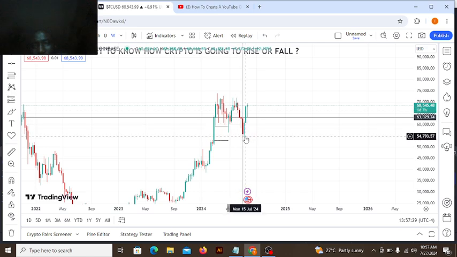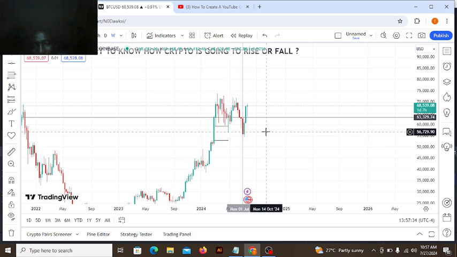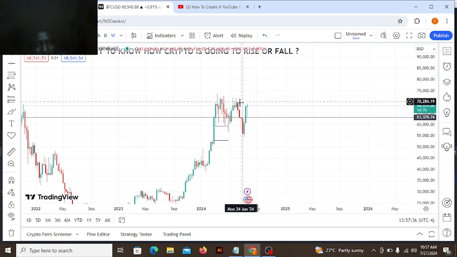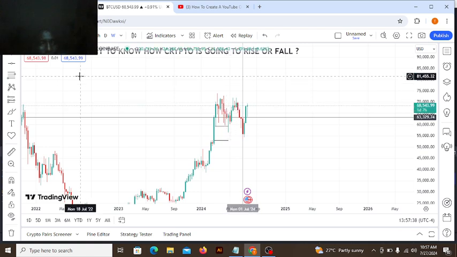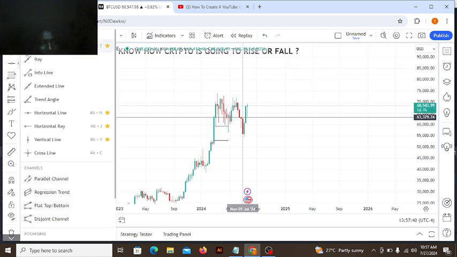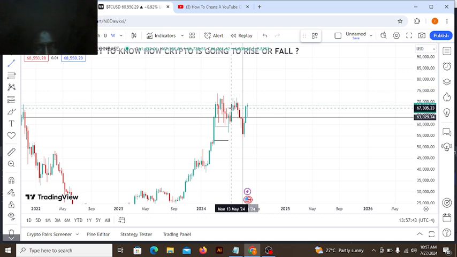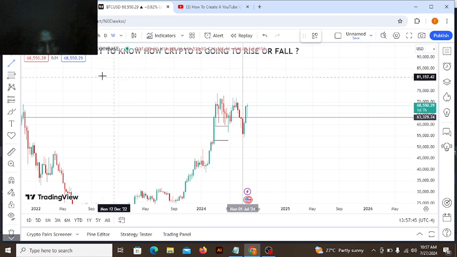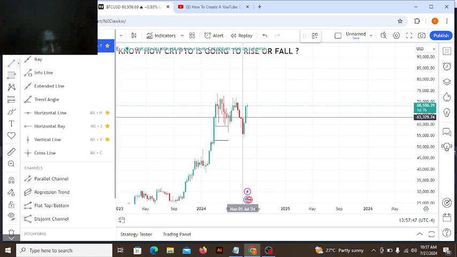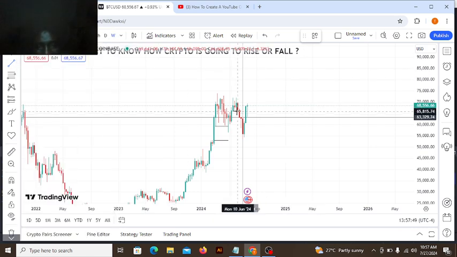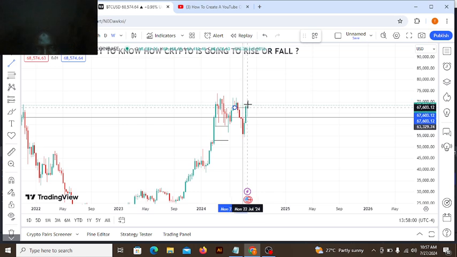So what does the market do? It swept this liquidity and tapped into this fair value gap. And what do we want again? What do we do again? We take our drawing board, our trend line. We click on our trend line, and we draw the trend line like this inside the fair value gap.